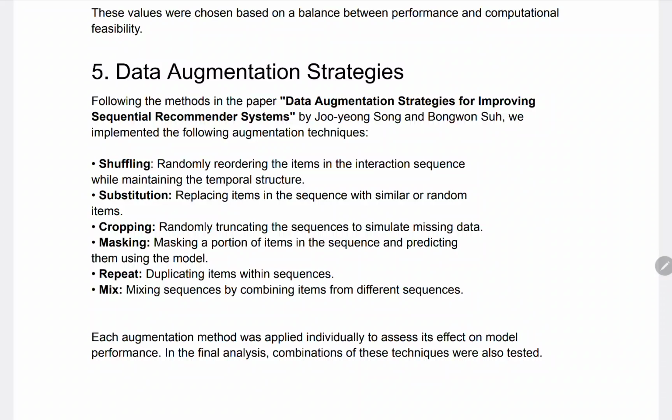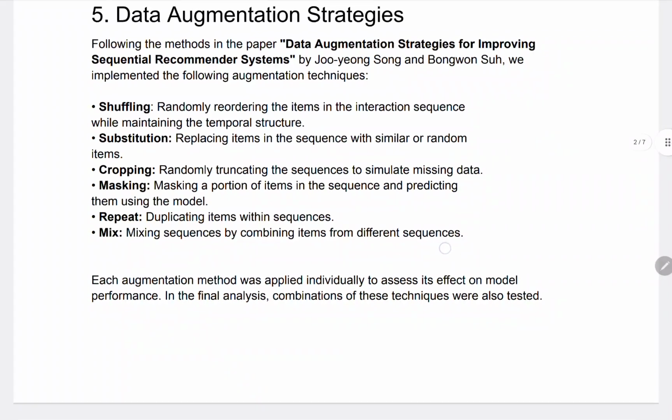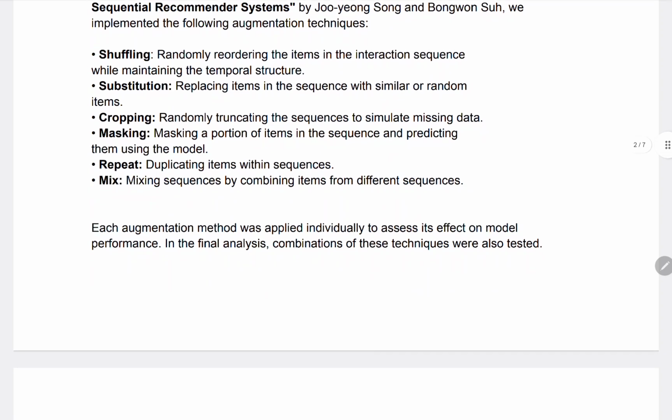Masking hides certain items and asks the model to predict them. Repeat duplicates certain items in sequences to emphasize their importance. Mix combines items from multiple sequences to create new interaction patterns. By using these methods, we generated diverse data for training, which helped improve the model's learning ability.